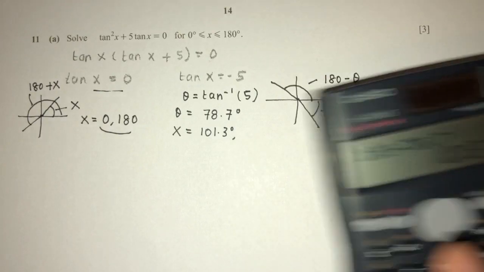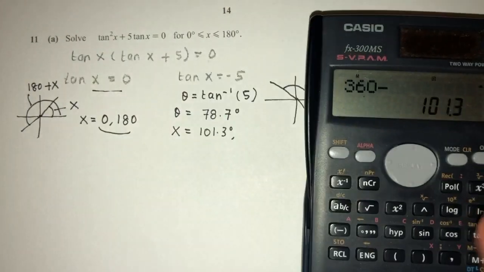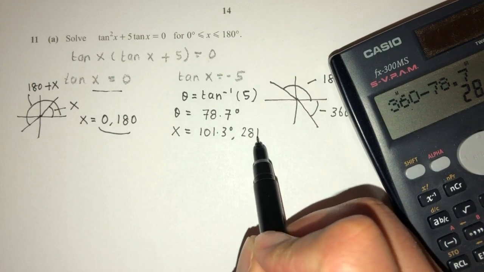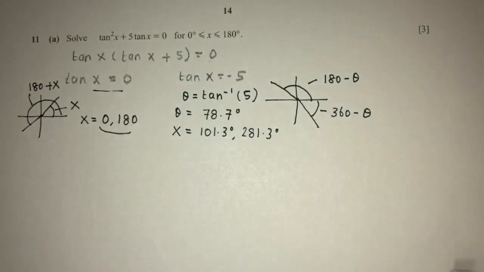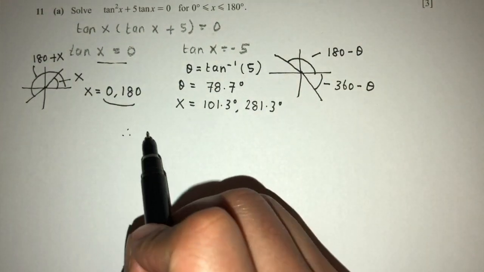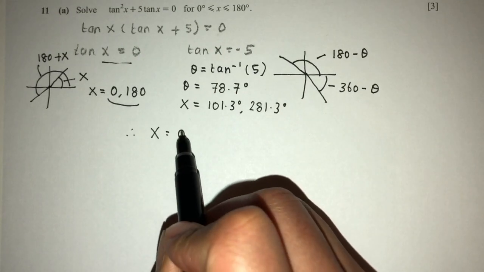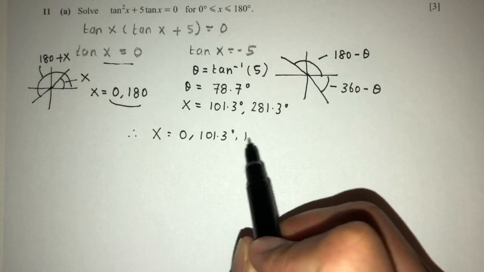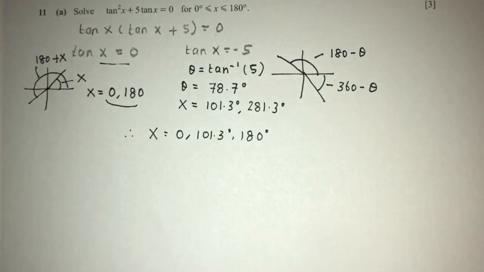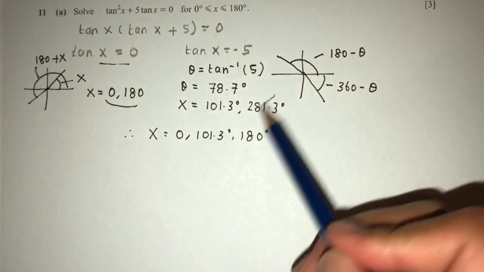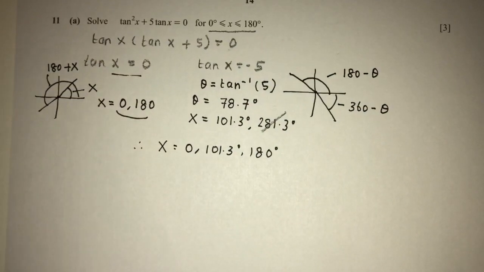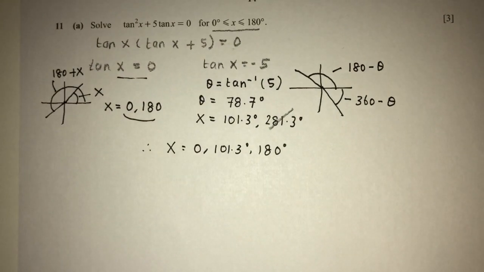101.3, and we have 360 minus 78.7, that will be 281.3. So finally we can conclude that x has to be 0, 101.3, 180 degrees. So we are not taking this one because it is outside the domain. So these will be the three values for part A.